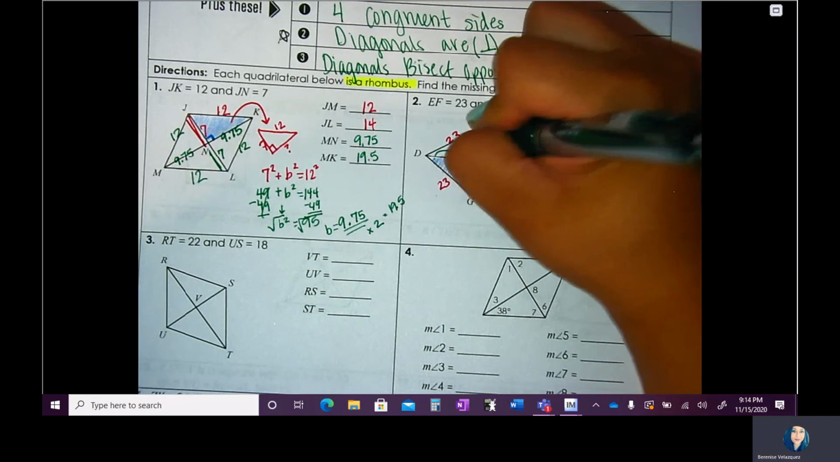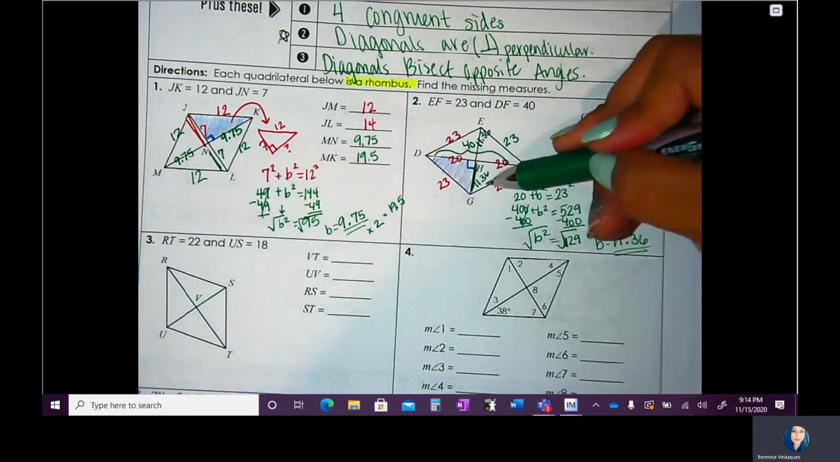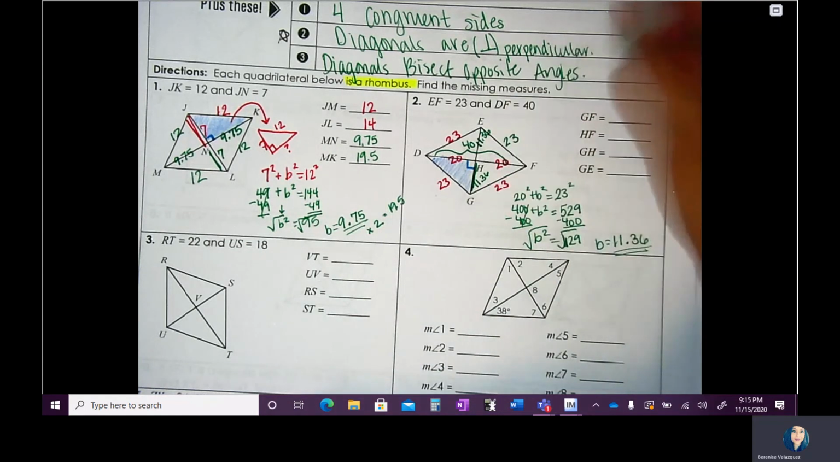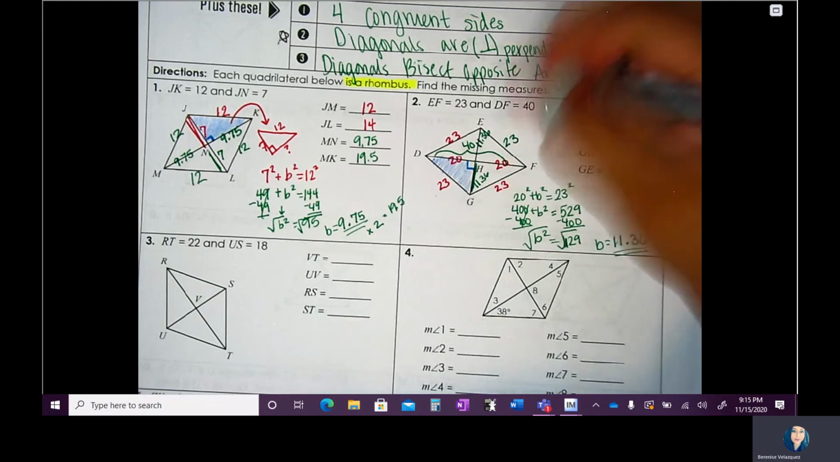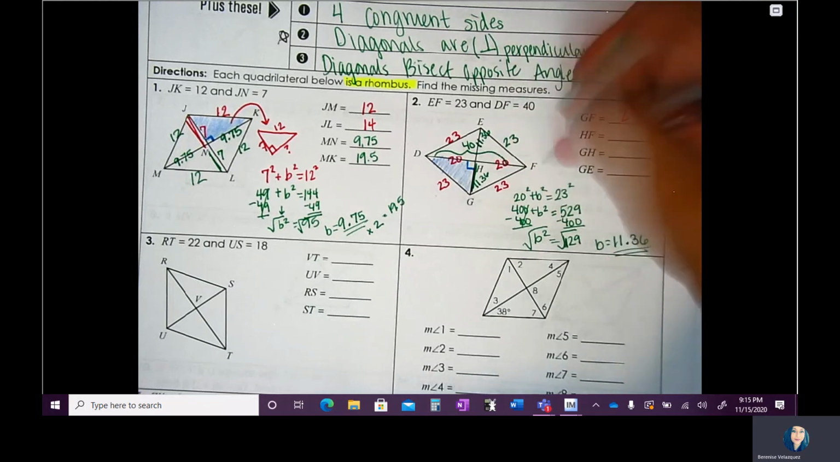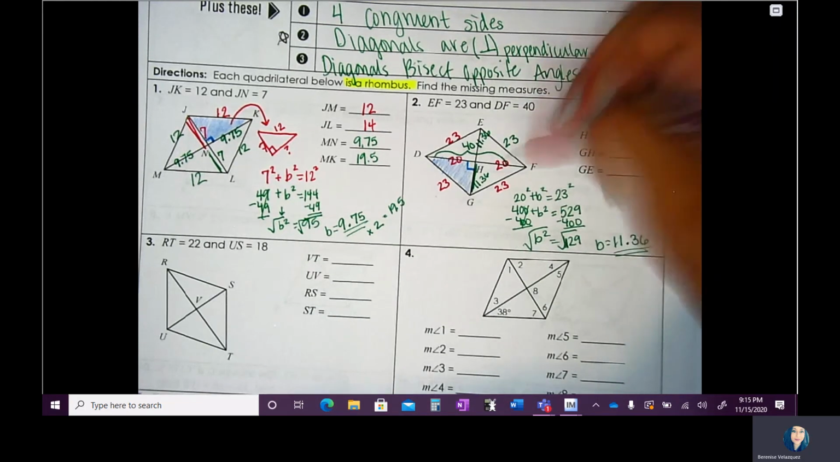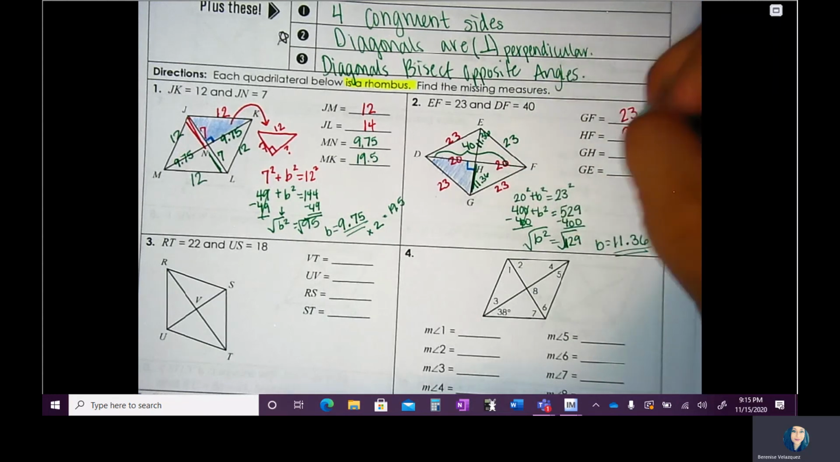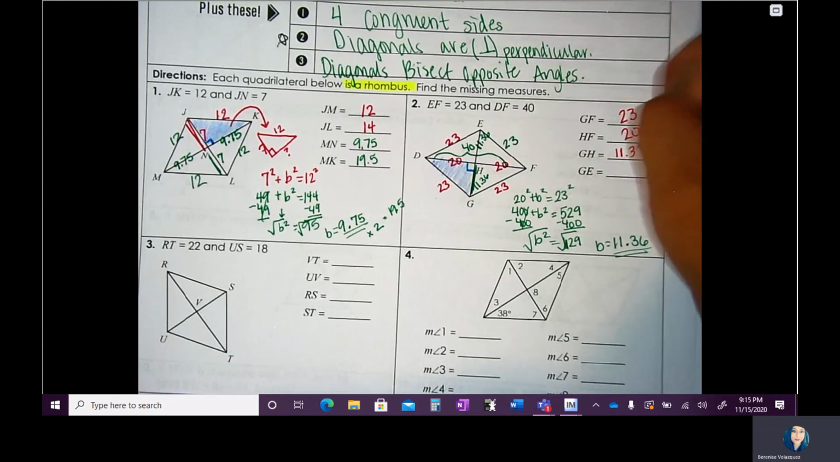And remember, if it's on this side, it's on the other side. So now I'm going to start writing into the blanks what I have and see if I need anything else. Okay, so GF is on the outside, that's 23. HF is from the inside out, that's 20. GH is from here to here, and it's actually what we just solved for, so that's 11.36.